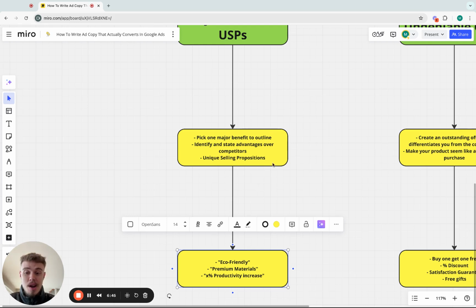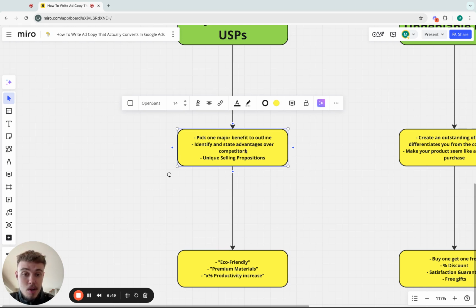So it may be like you're highlighting the fact that your brand is eco-friendly and sustainable. And that could be an advantage over your competitors. So you need to identify and state your advantage over your competitors. And that is as well a unique selling proposition, right? So basically finding the parts of your brand that are unique and going to encourage a purchase in comparison to a different brand, you need to highlight them in your ad.